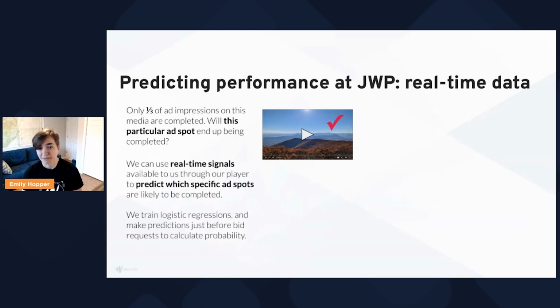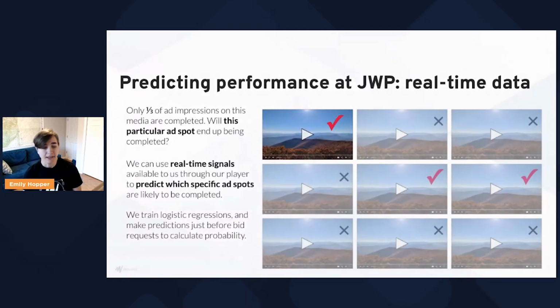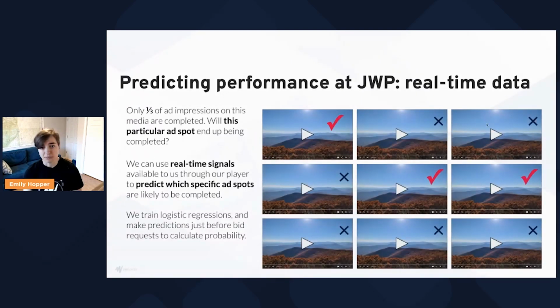Well, we can get pretty close to this using real-time signals available to us uniquely through our player to predict the specific ad spots that we think are likely to be completed using a logistic regression model. So out of these 9 potential plays of this media with 9 potential ad spots, we're hoping to pick out the 3 that are going to be completed, or to identify those.